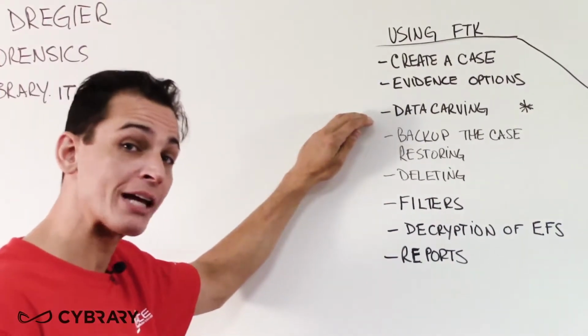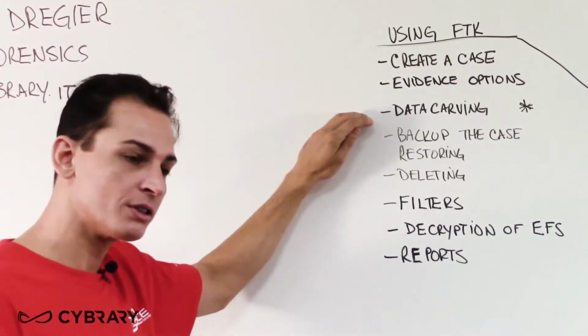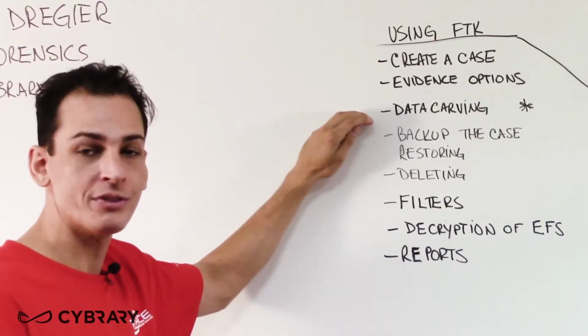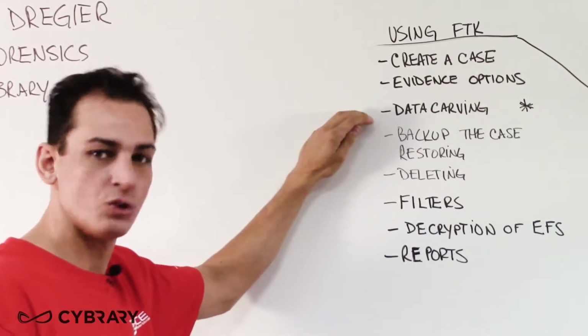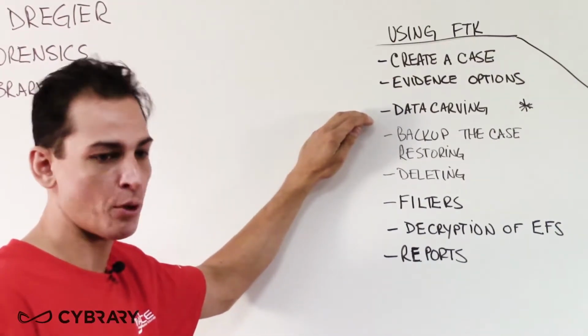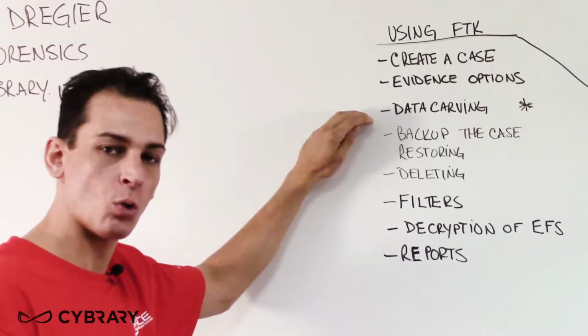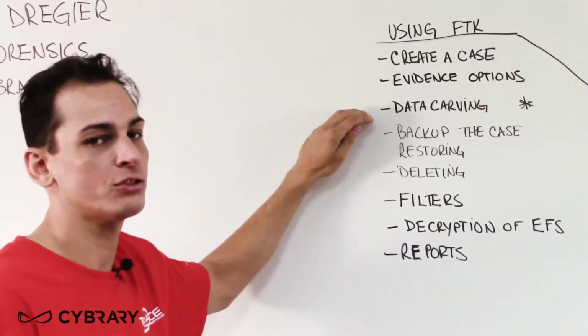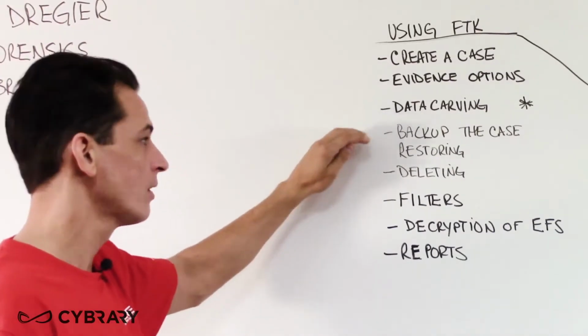Then there are data carving options. Data carving is relatively simple in theory. Big fancy name, but nonetheless very, very simple. Data carving is basically looking for hidden files or components that are either hidden on the hard drive or within other files, similar to steganography.